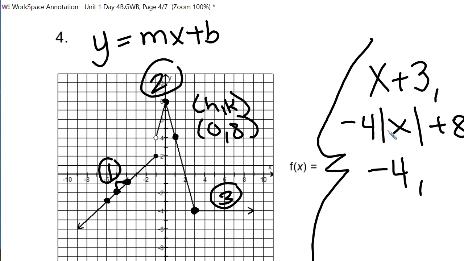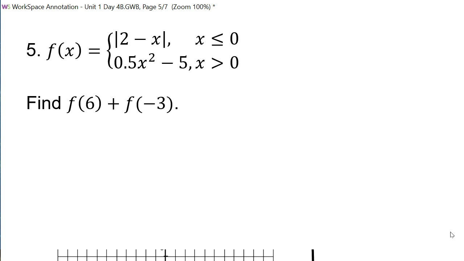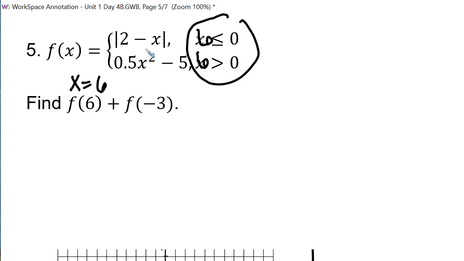The last 2, we just have to evaluate. But the only trick is, make sure you're evaluating the correct piece. So number 5, you want to find f of 6 plus f of negative 3. This is normally f of x. So they're saying x is equal to 6. So I have to decide which piece do I use. So look at your domain. Which one is true? Is 6 less than or equal to 0 or 6 greater than 0? Greater than 0. So I have to use that bottom function for the first one.